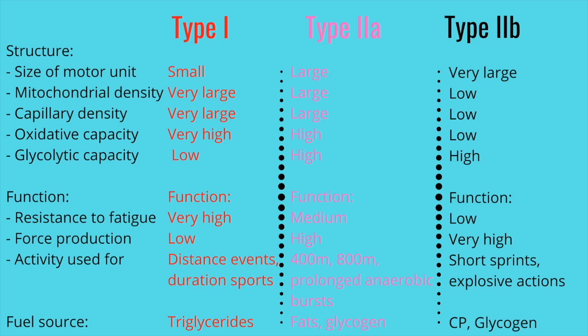So that's really important to remember when you're looking at fibre types. It isn't that an athlete just has one type. They do have all three, but the percentage of the makeup of them, not only in the whole body, but in certain muscles, is different. And that's what makes them different athletes to other people.